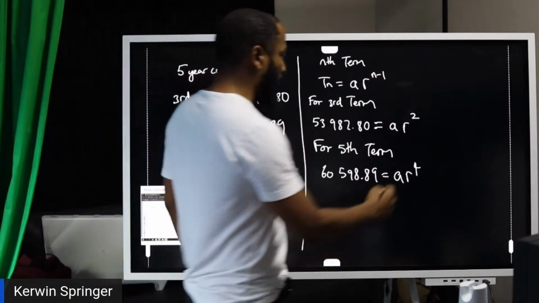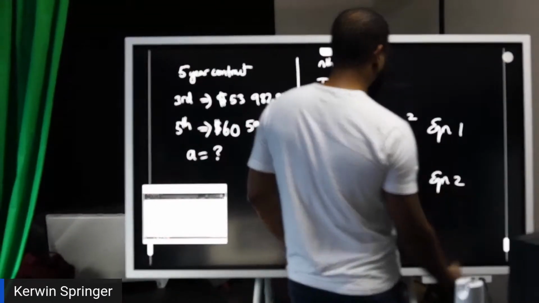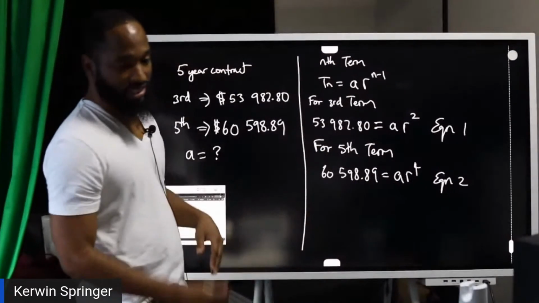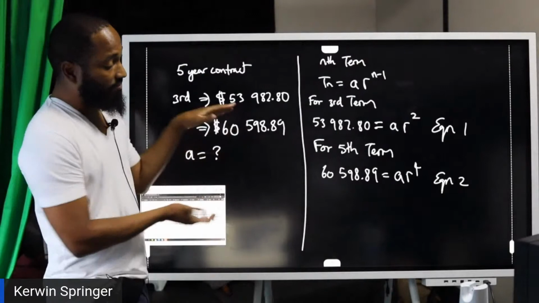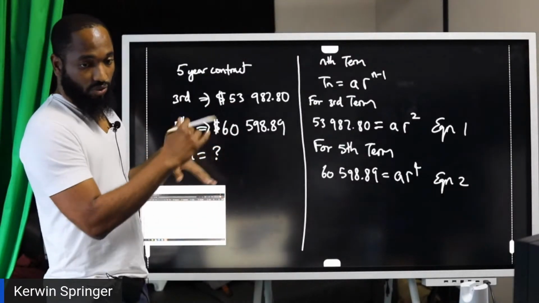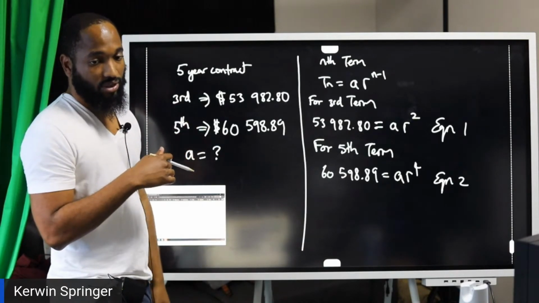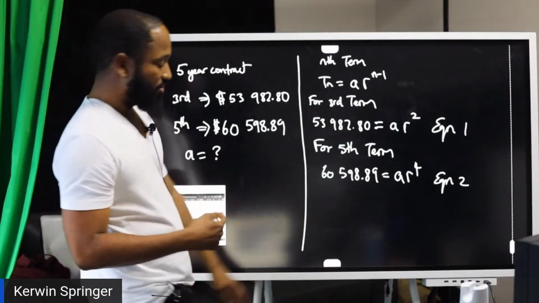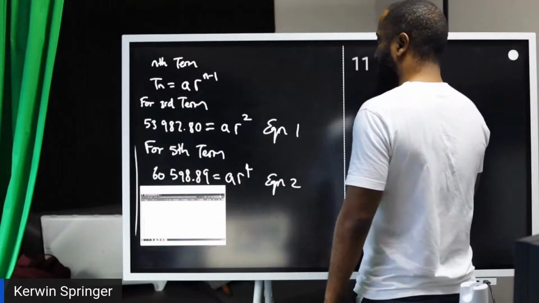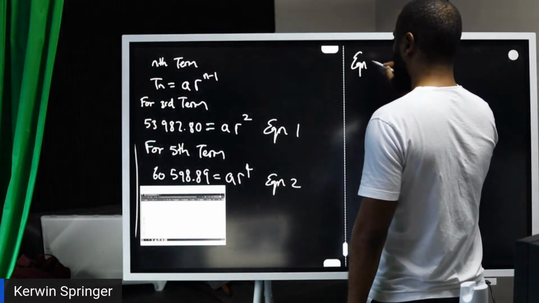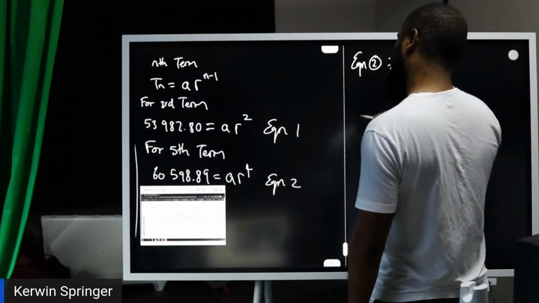We have equation 1 and we have equation 2. If I divide these two equations, I would immediately eradicate one of the variables. See that? If I divide the two equations, a will go, and I'll end up with r squared. Let me put equation 2 divided by equation 1. Stay with me, I'm going to put equation 2 divided by equation 1, and I should end up with that.